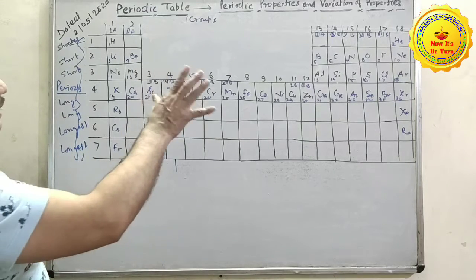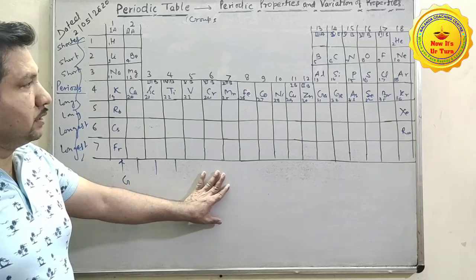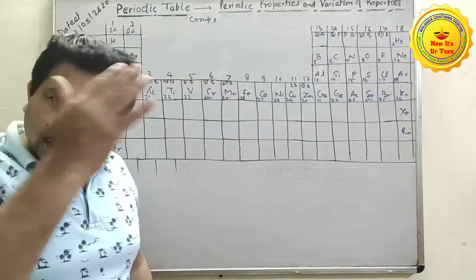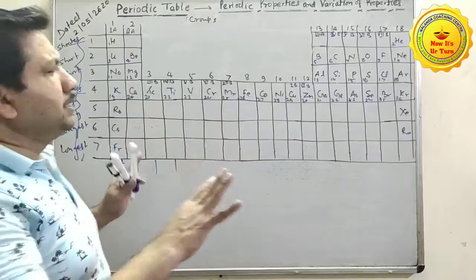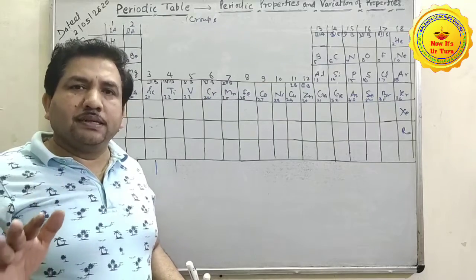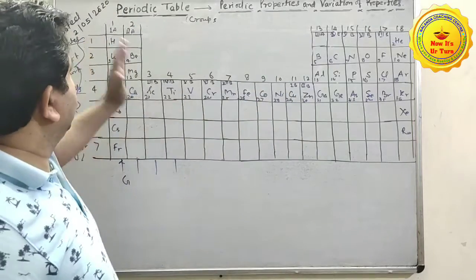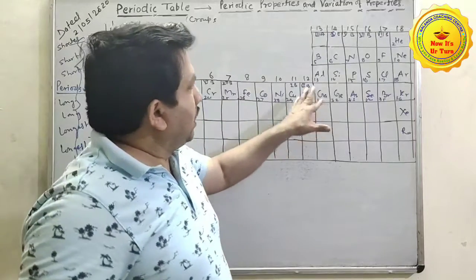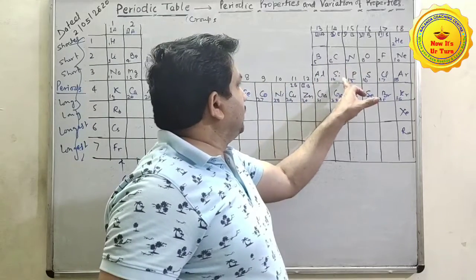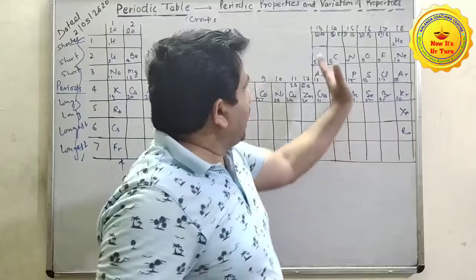Now, generally we can divide this one in 3 sections. Generally these elements can be divided in 3 parts. It means periodic table in simple way divide in 3 sections: metals, non-metals and metalloids. Here these are the metals. Here first, second, third, fourth, fifth, this one up to this one portion, these all are metals, whereas boron, silicon, germanium, arsenic, these are metalloids and remaining are non-metals.